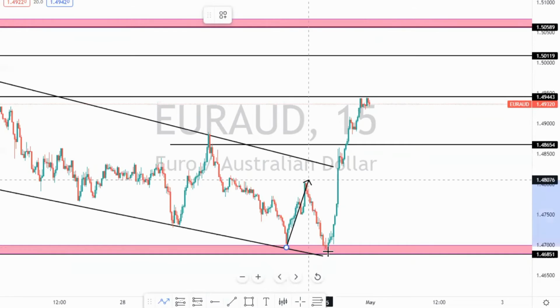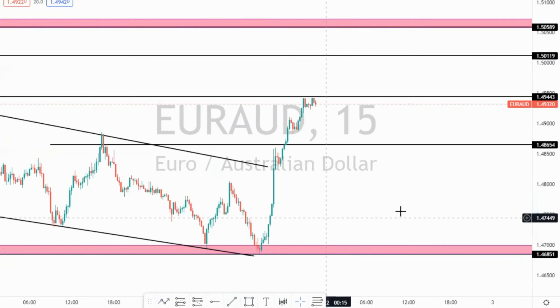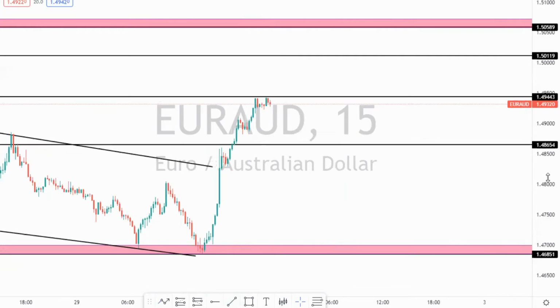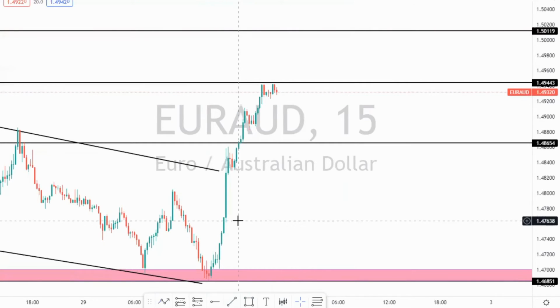We had a double bottom, right? These lows were equal, even though they were not on the same level, they were equal. So a double bottom is a subpattern. That's why we had an aggressive push to the upside. So those were the reasons why you were looking for buys. Not only did we have a correction, but we also had a double bottom.